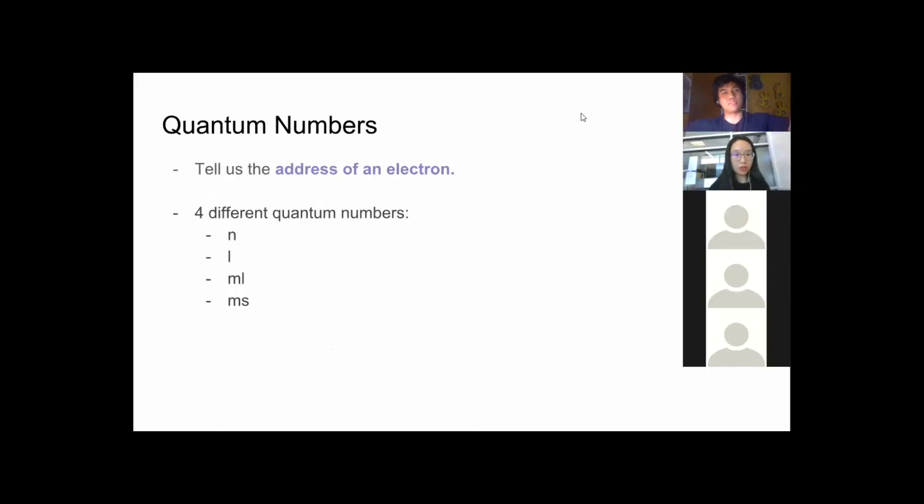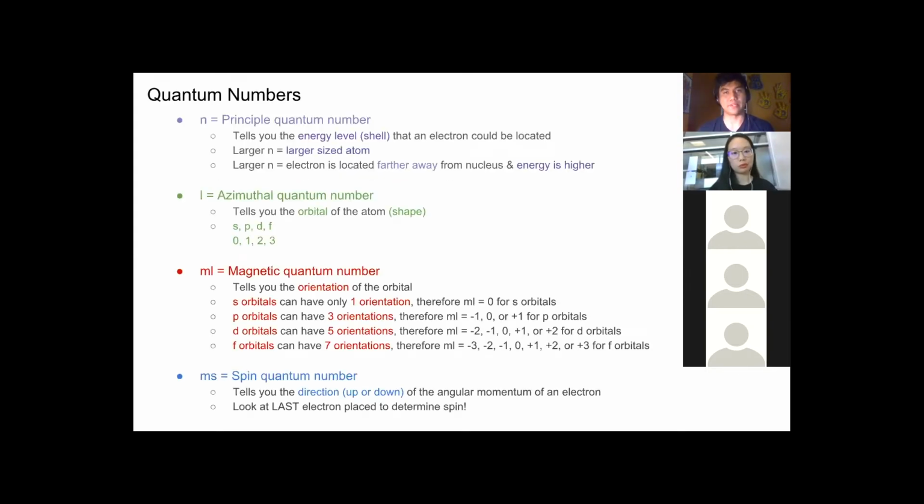Speaking of quantum mechanics, quantum numbers. The whole point of quantum numbers is that they help us tell the address of an electron. So it's kind of like the social security number that y'all have, or your home address, or phone number. That's what quantum numbers are. Your quantum numbers consist of 4 specific values: your N, your L, your ML, and your MS. And here they are. This looks like a lot, but basically this slide is to just go over each quantum number in detail.